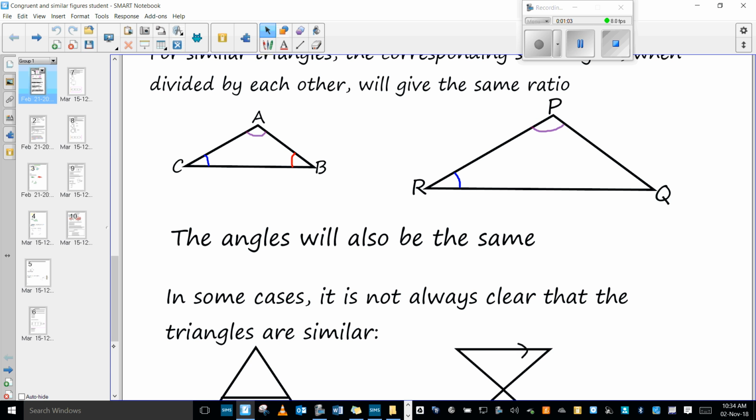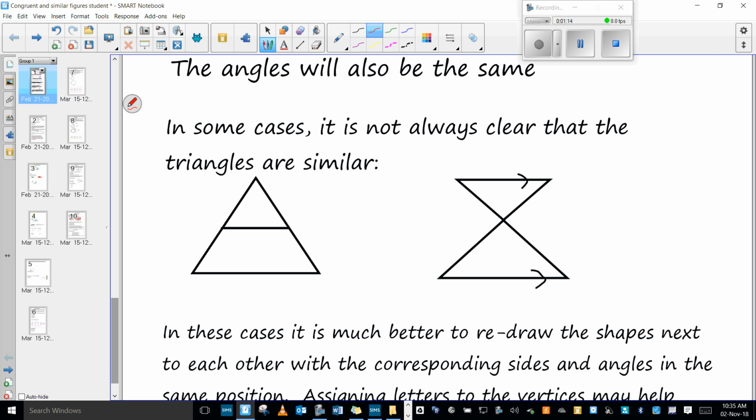Okay, so we've got the red, the blue are matching, the purple are matching, which means the red are also matching. Okay. In some cases, they may be drawn like this. So these are the most common type shapes or the way they show them in a question.